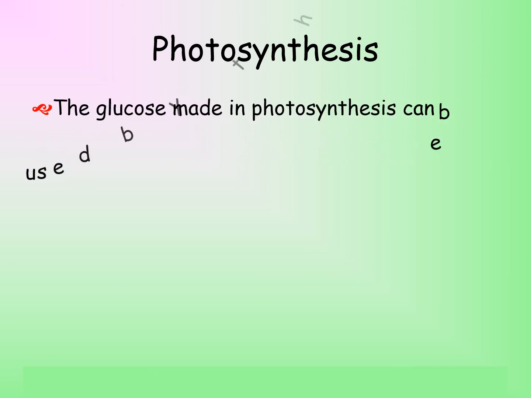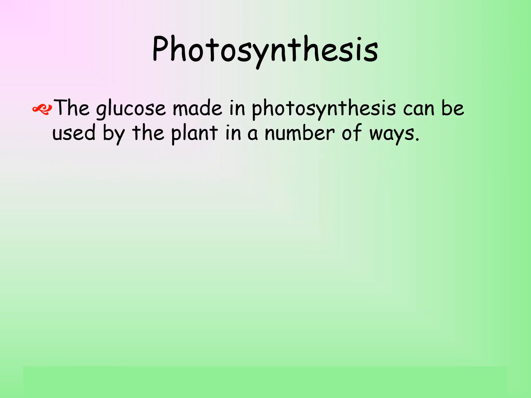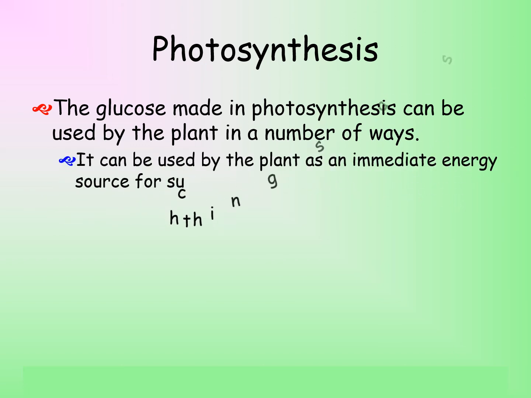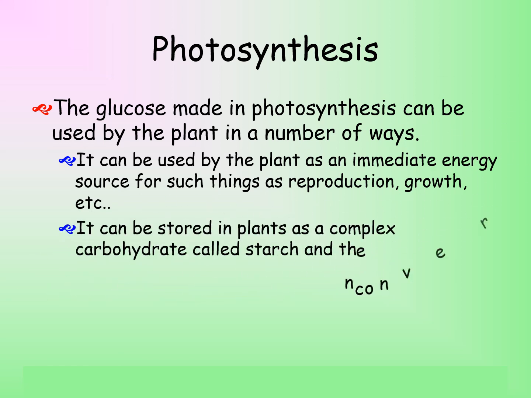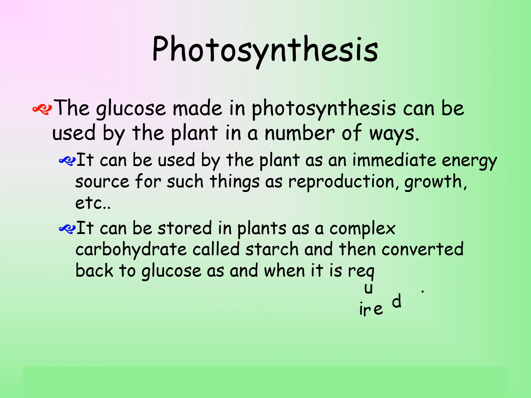So the glucose made in photosynthesis can be used by the plant in a number of ways. It can be used by the plant as an immediate energy source. So that's respiration. It can be broken down. You make it, then you break it down. We take it into our bodies and then we break it down. The plants make it first and then break it down.